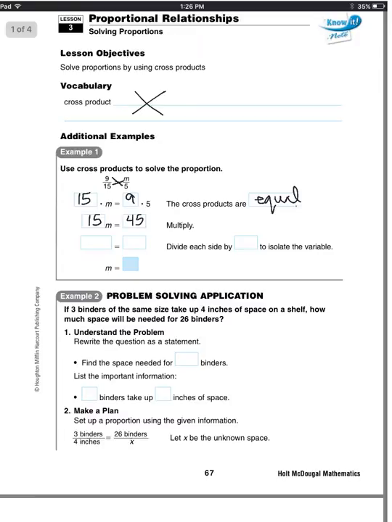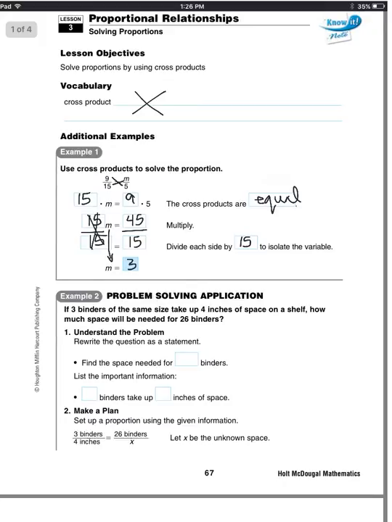Then we have a one-step equation with a coefficient and a variable that shows multiplication. So we're going to divide both sides by the coefficient of 15 to isolate the variable. And when we do that, 15 divided by 15, these cancel. Our m comes down, and 45 divided by 15 is 3.